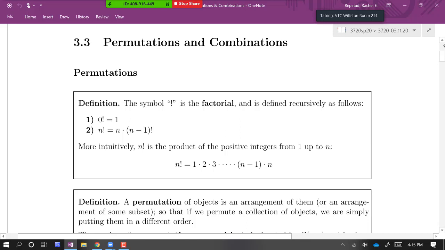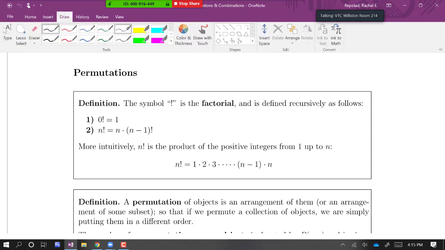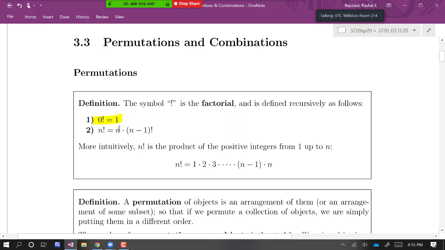So 0 factorial is 1. 1 factorial is also 1 because it's 1 times 1. 2 factorial is 2 times 1. You just multiply it by the previous factorial. More intuitively, the way I think of it is it's just the product of all the positive integers from 1 up to n. That intuitive way works for everything except that people get a little bit tripped up remembering that 0 factorial is equal to 1.